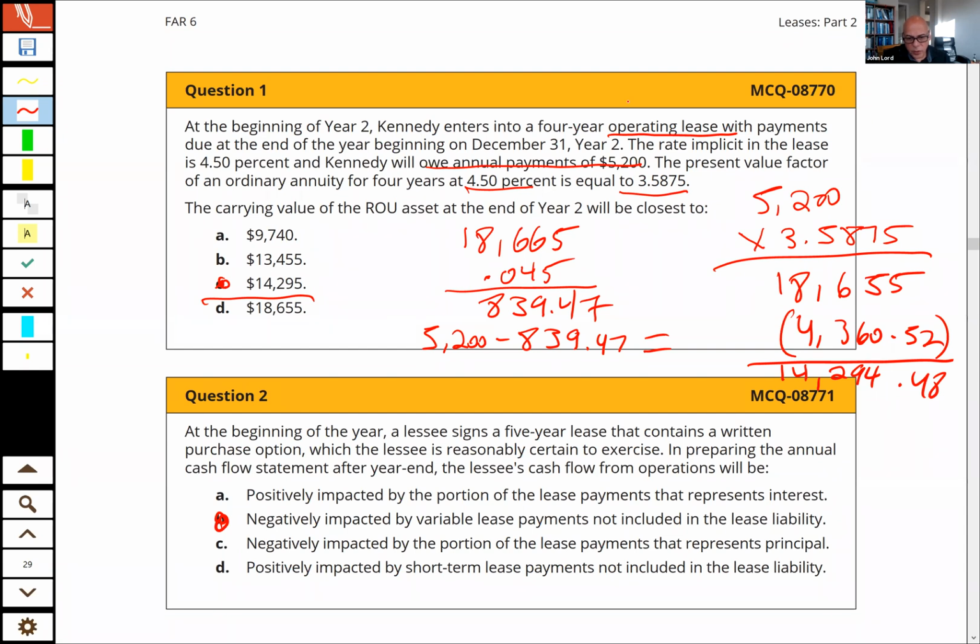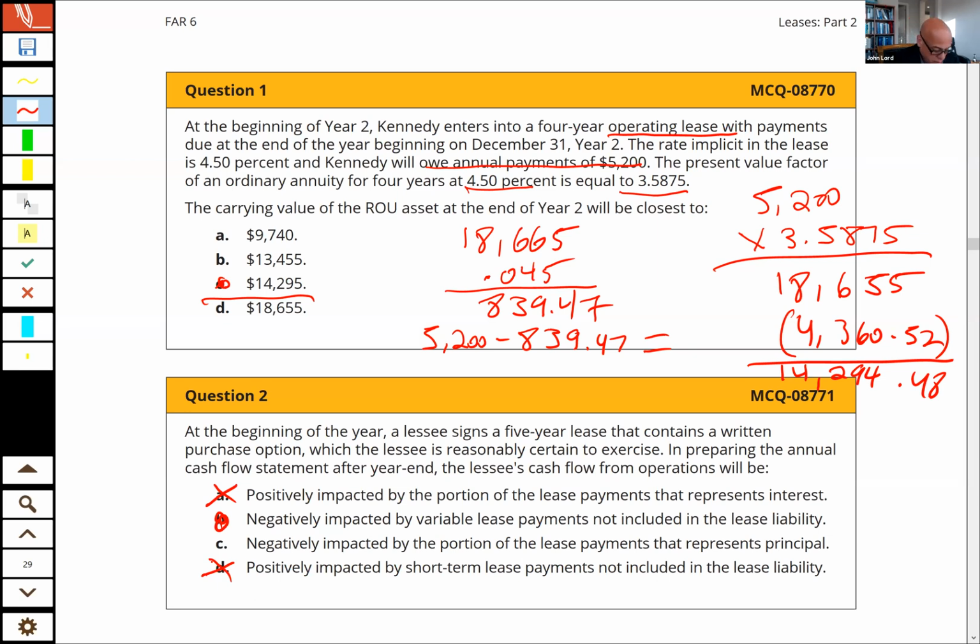And preparing the annual cash flow statement. After year end, the lease's cash flows from operation. Well, look, if we're sitting here and we sign a 5-year lease and we're going to have to pay some amounts out, there's no way that we're going to have a positive impact on any part of the statement of cash flow. There's not going to be any cash coming in from this. So we have to assume, well, okay, I guess they're paying cash out. So there's going to be a negative.